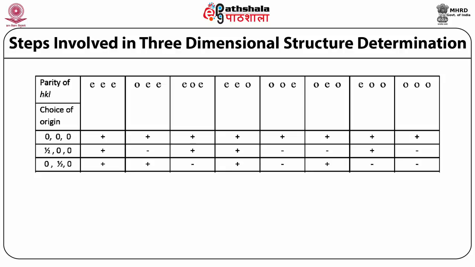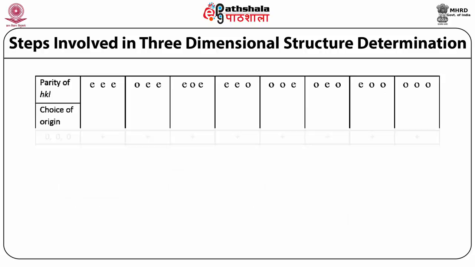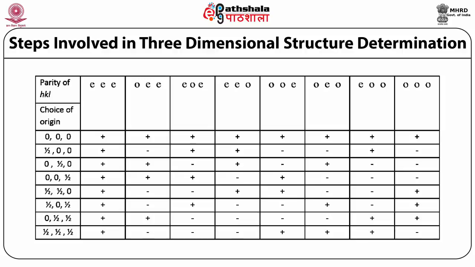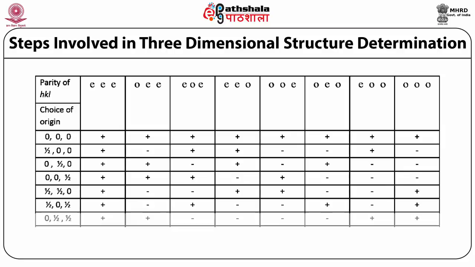So slowly from 8 we reduce the ambiguity to 4, then 4 to 2. Now you take one more reflection of the parity even, even, 0 and assign a sign. We just see all these 4 parity reflections, that is even, even, even, odd, even, even, even, odd, even, even, even, odd, will be plus only for the origin 0, 0, 0. Now I say the origin is uniquely fixed, because when the origin is moved, at least for one of these reflections, the sign will change.